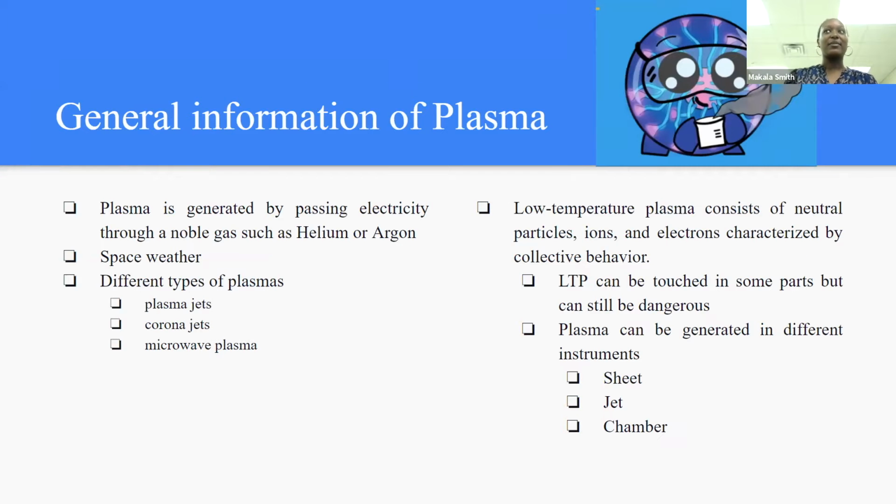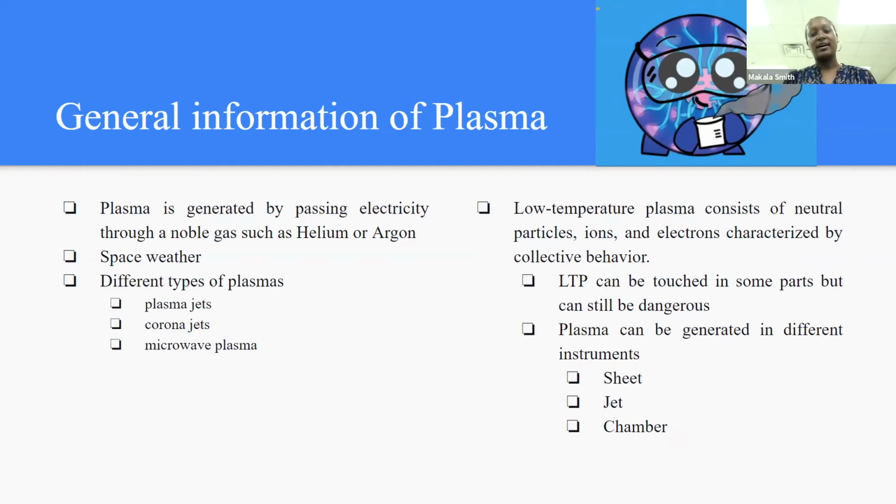First, let's talk a little bit about general information on plasma. Plasma is generated by passing electricity through a noble gas such as helium or argon. An example of plasma that you may already know is space weather. Different types of plasmas could include plasma in corona jets and also microwavable plasma.